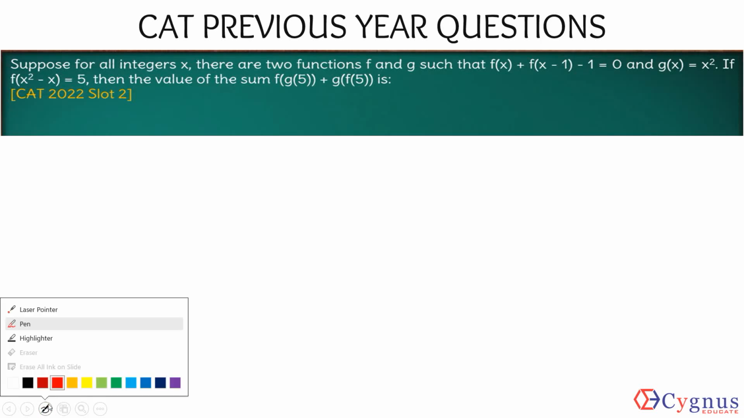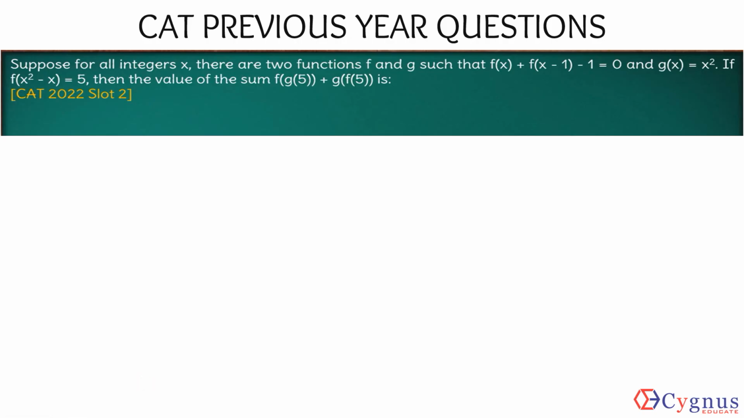Right. There's a question based on the iterative function from CAT 2022 slot. Let's see what is given here. Suppose for all integers x, there are two functions f and g such that f of x plus f of x minus 1 is equal to 0. So can we say f of x must be equal to 1 minus f of x minus 1? Yes or no? For all integers x.